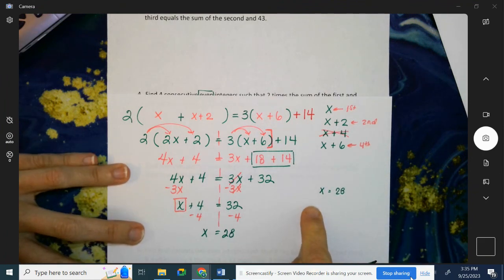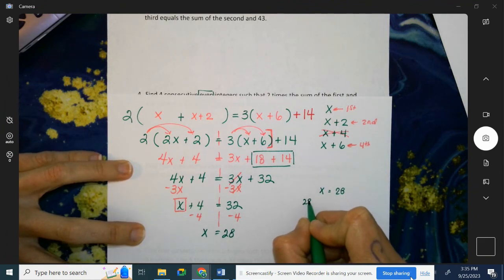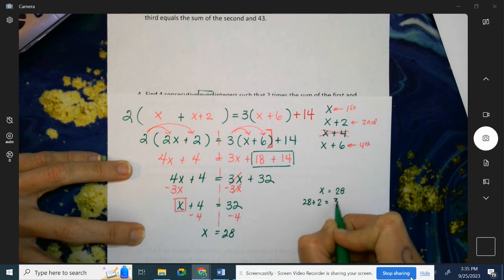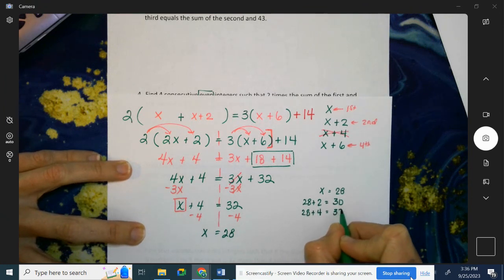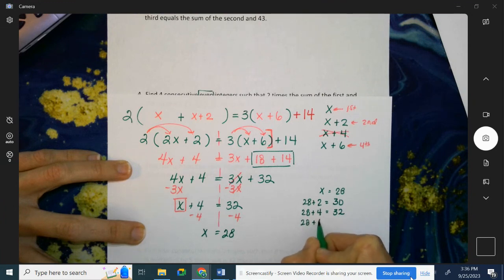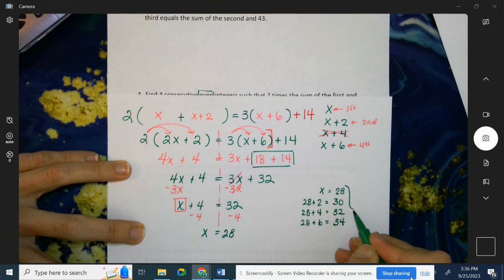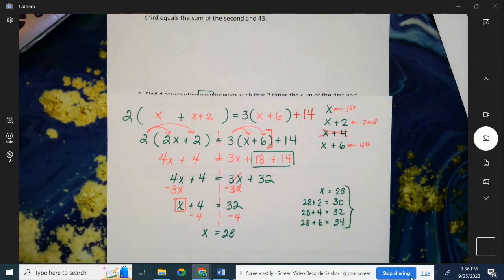Our second number is x plus 2, so that's 28 plus 2 gives us 30. 28 plus 4 gives us 32. And 28 plus 6 gives us 34. All of those numbers are even, and they are consecutive. Phew, I did way better that time. All right, we ran out of time.